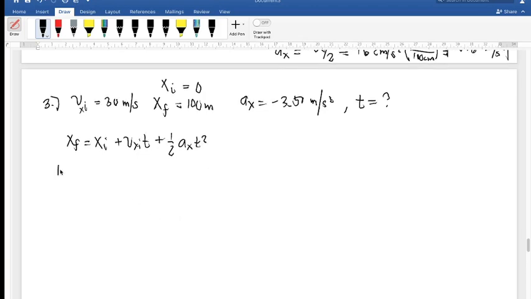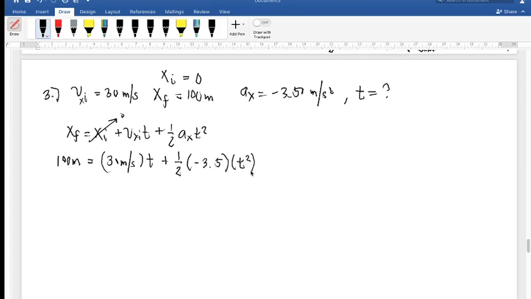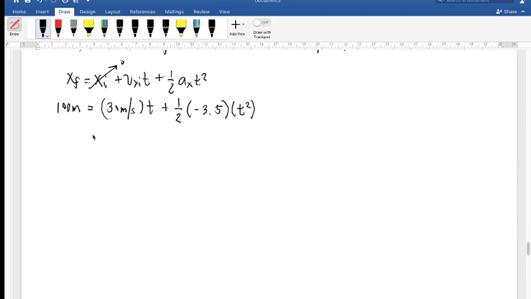So equation number 2: xf = xi + vxi t + 1/2 ax t squared. So xf is actually 100 meters, xi is 0, then yung vxi mo is 30 meters per second, and t is unknown, tapos 1/2, then we have negative 3.5 meters per second squared, tapos yung t squared is unknown. Okay, unknown din siya. So how to do this one? So we can actually simplify this one. So 3.5 divided by 2 is 1.75, but we can actually put that on the other side of the equation. So that is 1.75 t squared, tapos i-put other side of the equation, becomes negative 30 meters per second t, plus 100 meters is equal to 0.